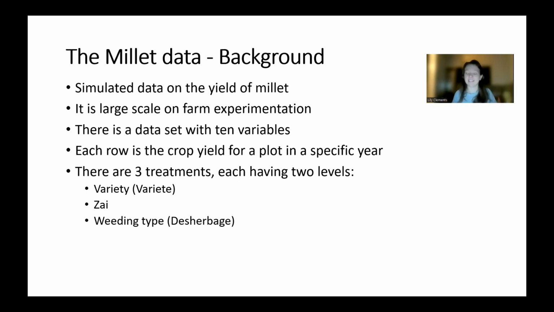So the data set has 10 variables. Every row in the data set is going to be the yield of millet for a specific plot in a specific year, with those certain factor levels that are given in that row. And when I say factors, I mean treatments. So there are 3 treatments, each of which having 2 levels: variety, xy, and weeding type or décephage.